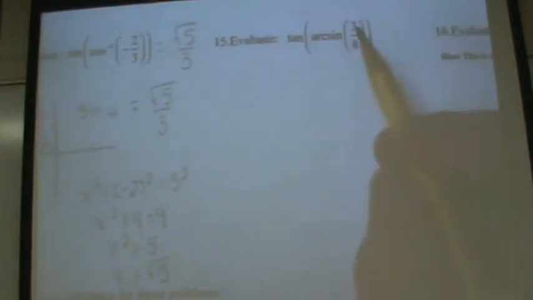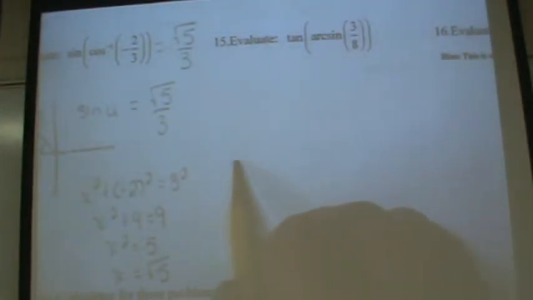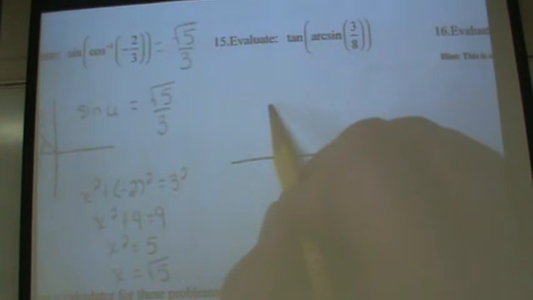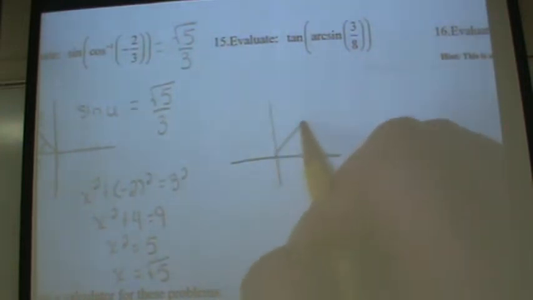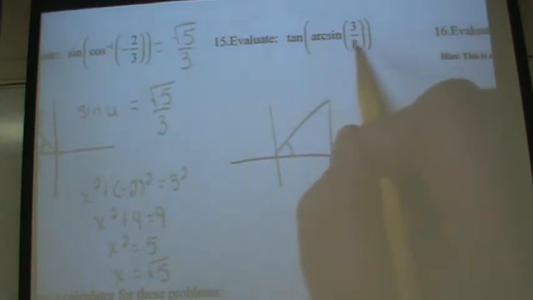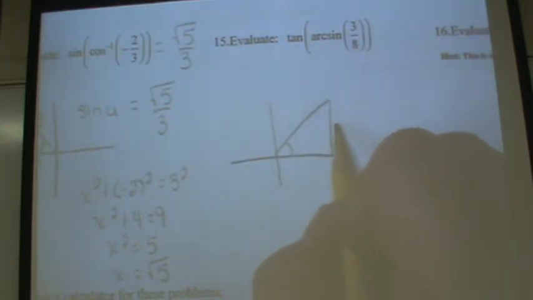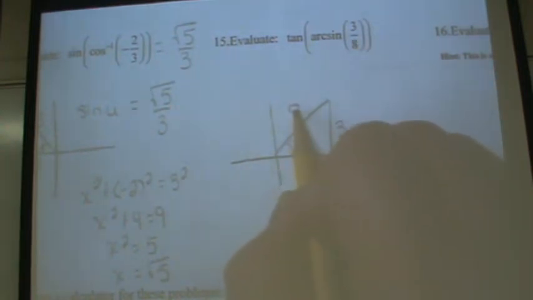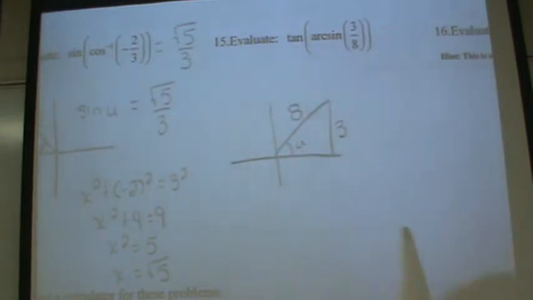Number 15 is doing the exact same thing. This time we're taking the arc sine of 3 over 8. So what quadrant are we in for that arc sine? We're in the first quadrant. So draw your triangle. You have opposite over hypotenuse. Again, we can just call that u.